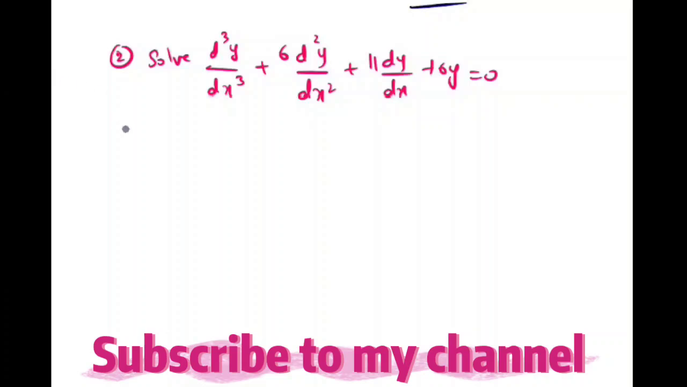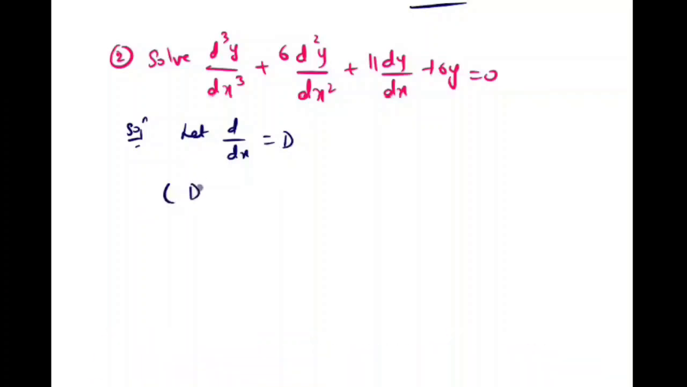Okay, my dear friends, let us solve this also as in the previous problem. Again, let us take d by dx equal to capital D. So this becomes D cube plus 6D square plus 11D plus 6, taking y as common. D cube y by dx cube becomes D cube, D square over dx square becomes D square, and keep the constant as it is and take the RHS as 0 as it is.